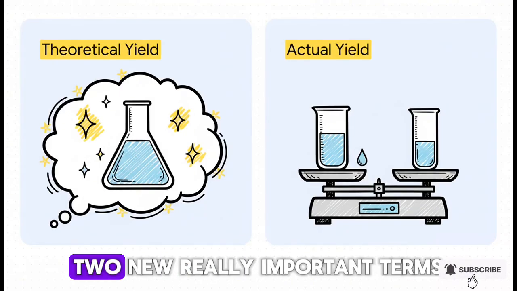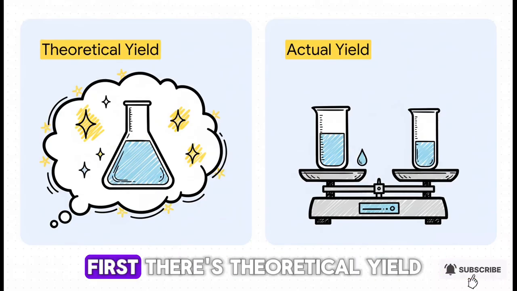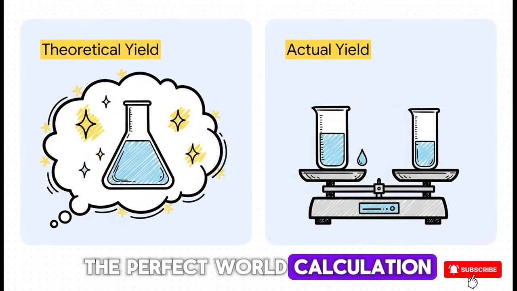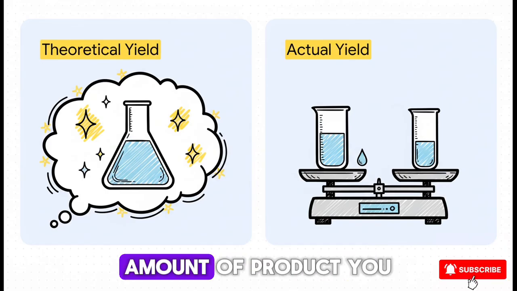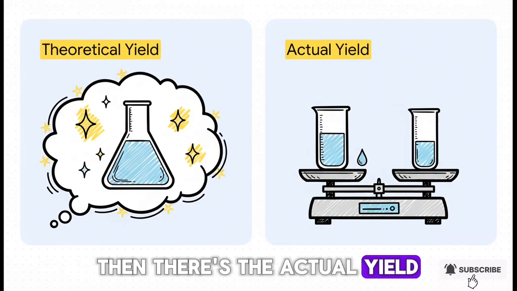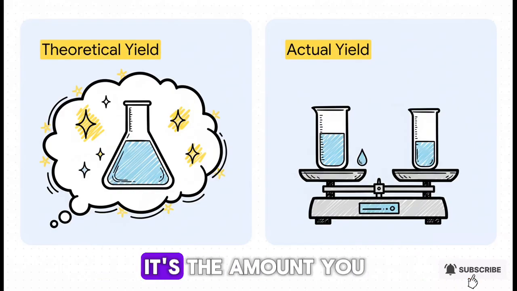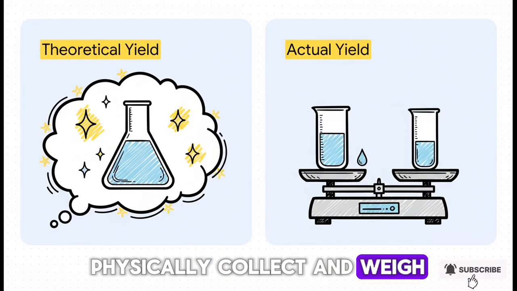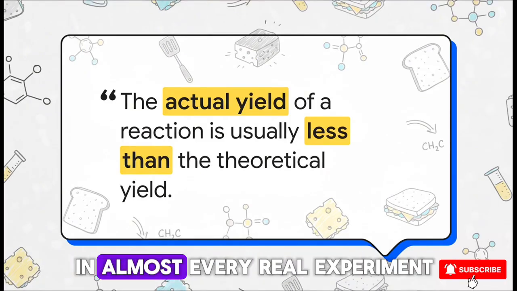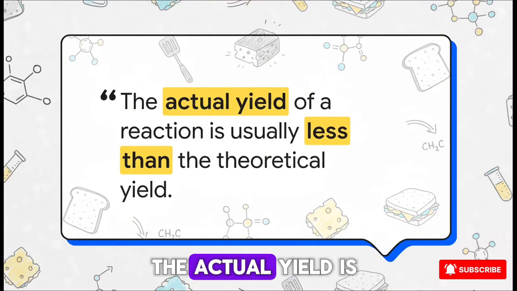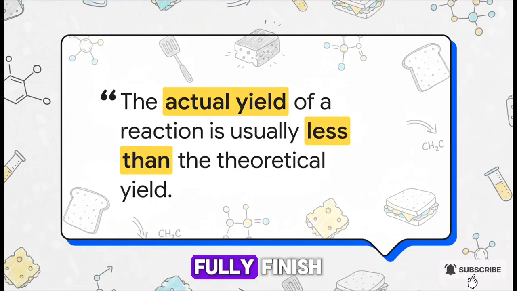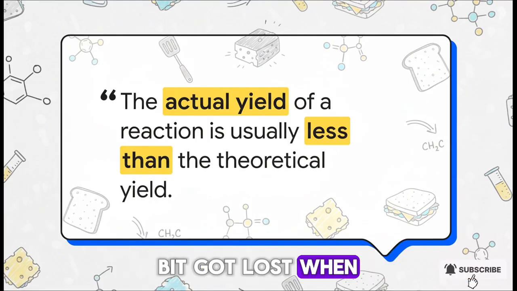This brings us to 2 new, really important terms. First, there's theoretical yield. Think of this as the perfect world calculation. It's the absolute max amount of product you could ever make based on the math. Then there's the actual yield. That's the real world result. It's the amount you physically collect and weigh after you've actually done the experiment. And here's the thing you have to know. In almost every real experiment, the actual yield is going to be less than the theoretical yield. Maybe the reaction didn't fully finish, or maybe a tiny bit got lost when you were transferring it.